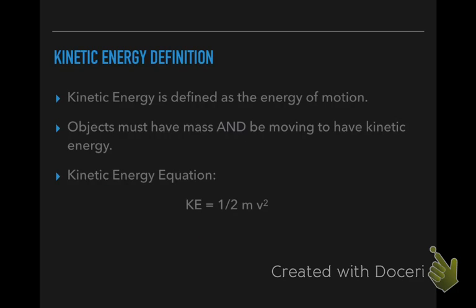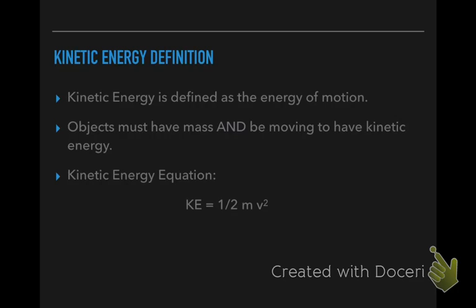The first thing that we need to know is that kinetic energy is the energy of motion. An object must have mass and must be moving in order to have kinetic energy. Now we know that all objects have some sort of mass, even if it's teeny tiny, but if they have any mass and are stationary, kinetic energy is no longer present. So it must have mass and it must be moving. And we're going to look at this equation at the bottom.